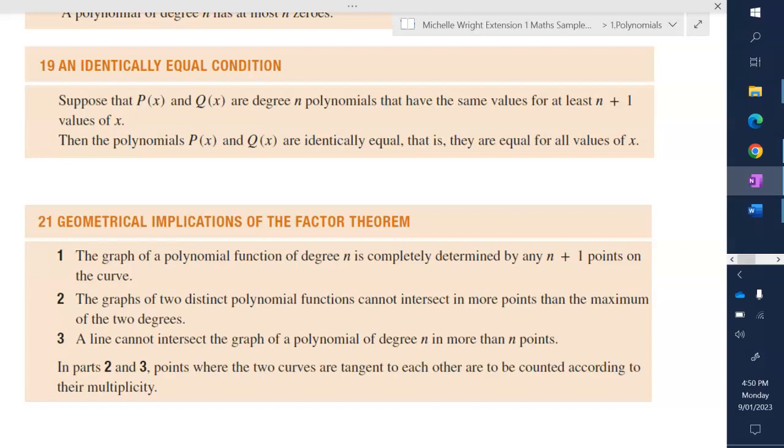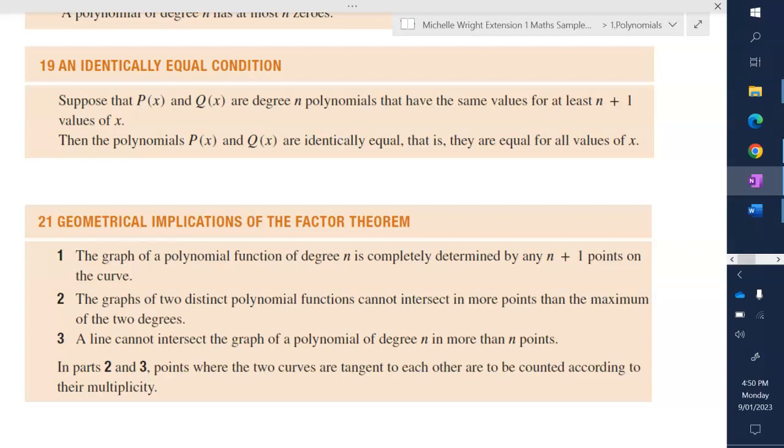The graph of a polynomial function of degree n is completely determined by n plus 1 points on the curve. So a polynomial of degree 2, a quadratic, is determined by 3 points on the curve. That might be where it cuts the x-axis, where it cuts the y-axis.